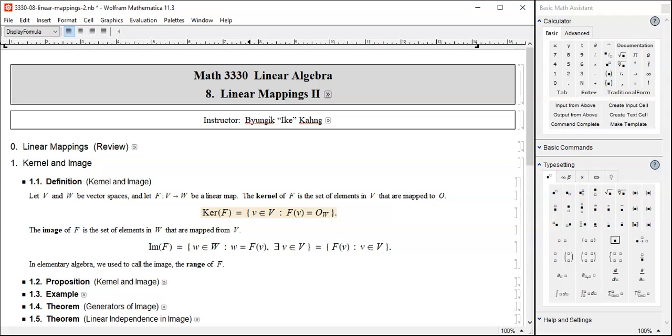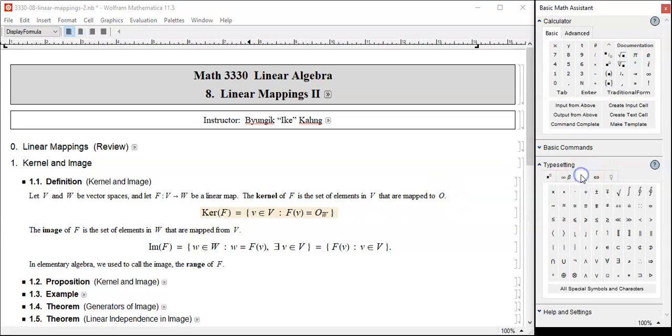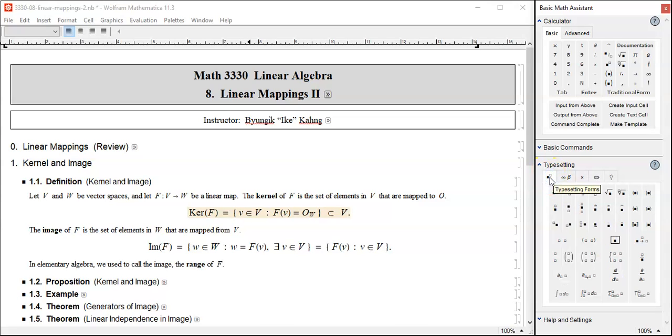So please note that the kernel is a subset of V because every element of the kernel belongs to vector space capital V. So it's easy to see that this is a subset of V. Now, is this a subspace? Indeed, it'll turn out to be a subspace, but that's something we'll have to check in proposition 1.2. It's coming.